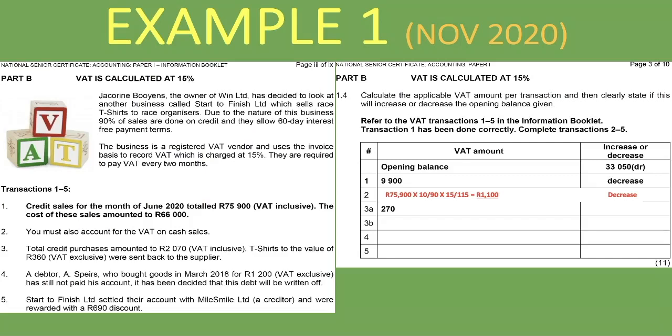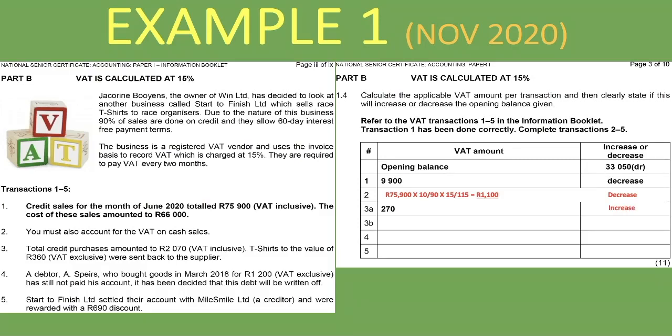Now we have to calculate 3B, which is the 360 Rand. And by the way, the 270 Rand, is it decreasing or is it increasing the VAT input that we had at the beginning? Well, think about it. These were the purchases that we made. Whenever we purchase goods from our supplier, that means they charge us VAT and we have to pay them with VAT, and then we go to the revenue authority and claim that money back. So whenever we purchase, we claim from the revenue authority, that is VAT input. So it's going to increase our opening balance. So we'll put the increase. I hope it's made sense.